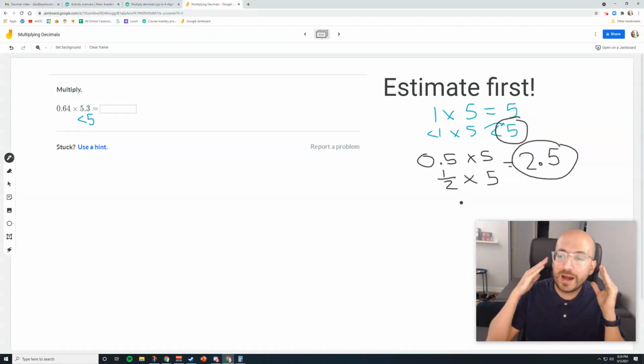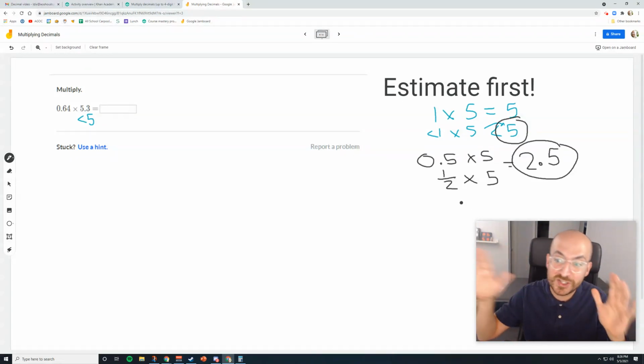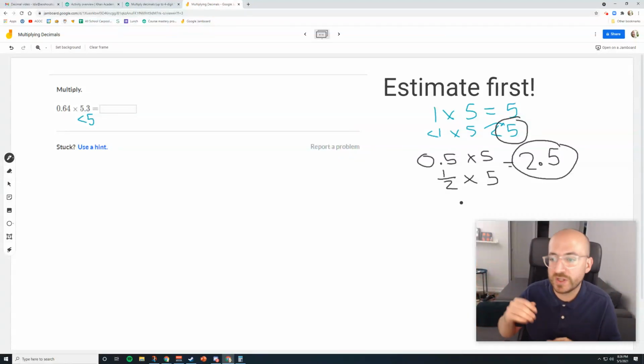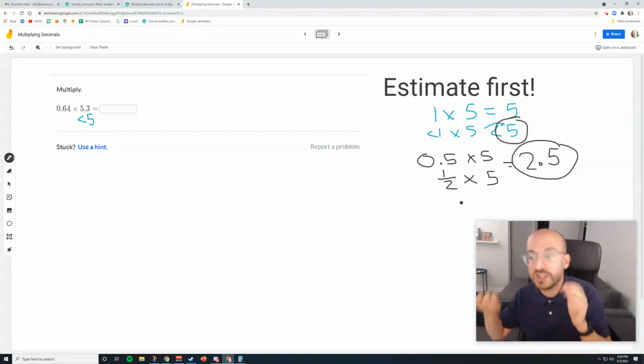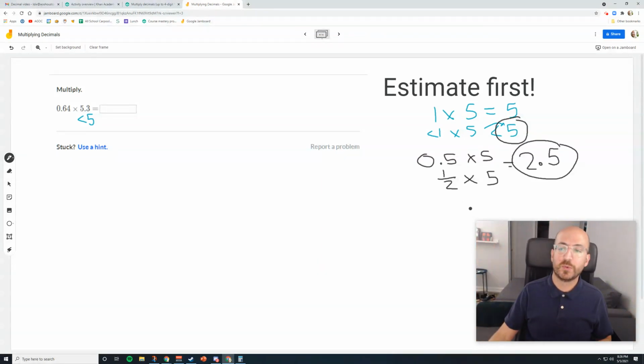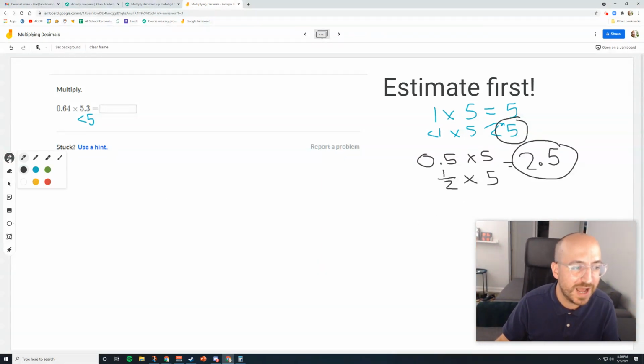Let's pick a number that's going to be between 2 and 5. 3 point something sounds awesome. 4 point something sounds awesome. 30 something? No. 0.3? No. We're going to estimate. And that's what we do. Now we can go in and treat these kind of like whole numbers.